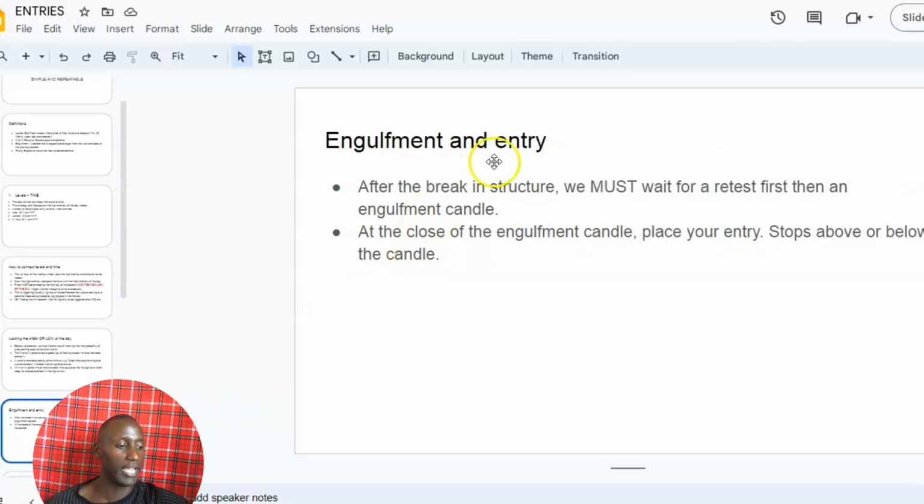Now, moving on to the engulfment. So after we have the break in structure, price needs to give us a retest and then an engulfment candle for our entry.